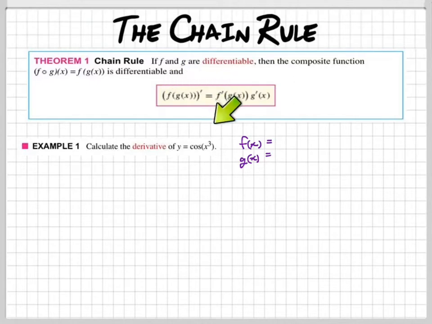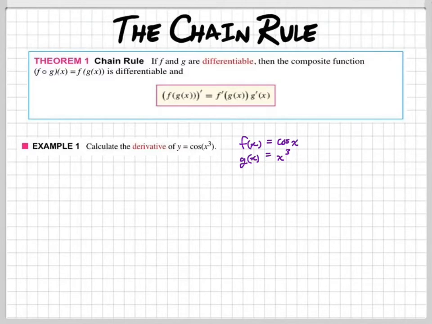So what would be our outside function and what would be our inside function for this one? The inside is the x to the third power. The outside is going to be your cosine x. Okay, so we got our inside function and our outside function. So when you take the derivative of these, you take the derivative of the outside function and then multiply that by the derivative of the inside function.